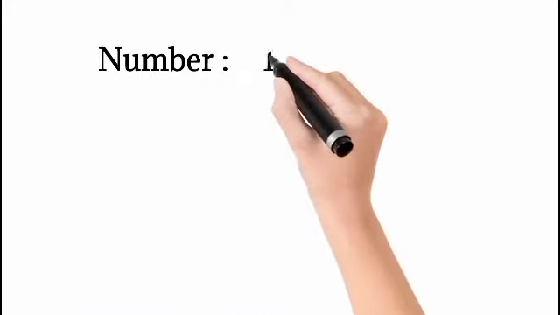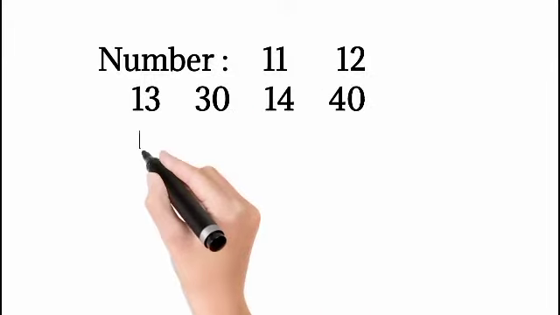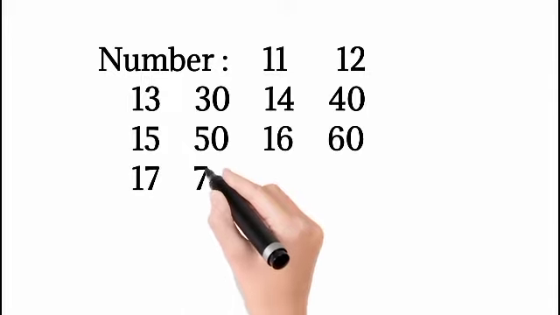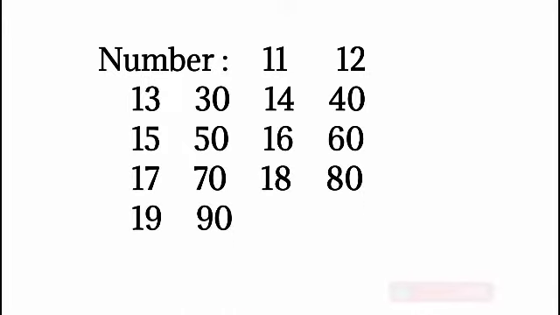Now we'll see some confusing numbers: 11, 12 and 13 and 30, 14 and 40, 15 and 50, 16 and 60, 17 and 70, 18 and 80, 19 and 90. Both of them are very important. So you have to be careful with all of these words during writing.